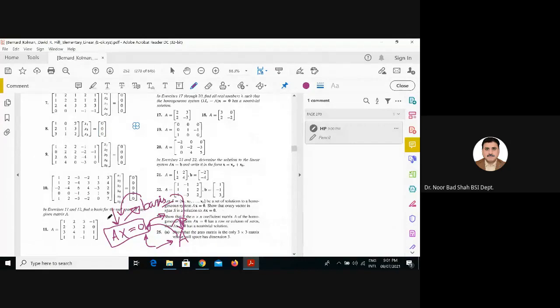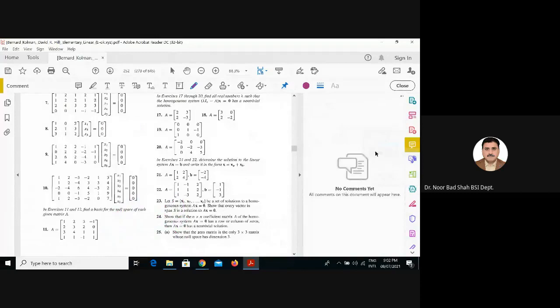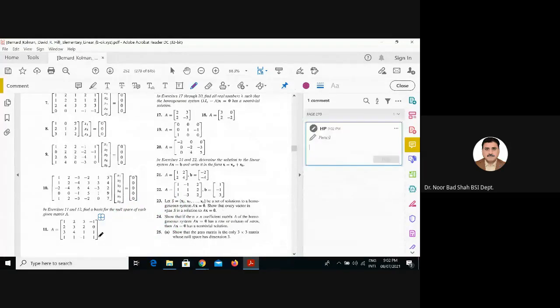Questions 11 and 12 say that find a basis for the null space. Again it says consider this system of equations and find a basis for the solution space, which will be the basis for the null space.